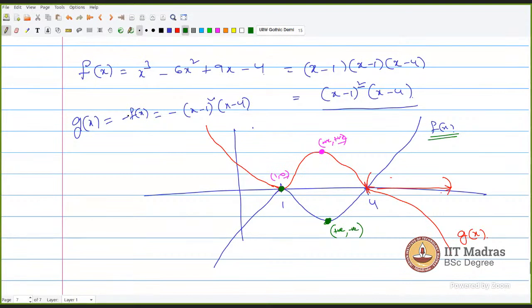Now let us say h(x) is minus 2 times f(x). So this is minus 2 times x minus 1 whole square, x minus 4 whole square, right? Now what happens is, this is actually just stretching. It doesn't impact any roots, and it is not impacting any multiplicity. But look, the graph will be like this.